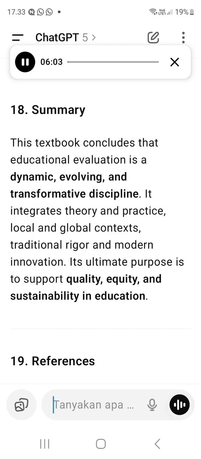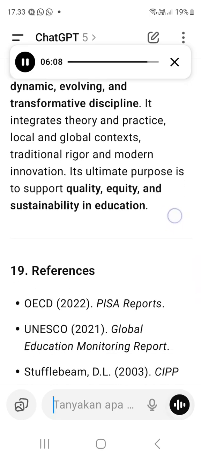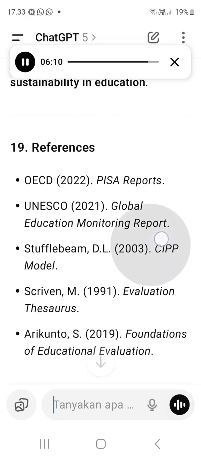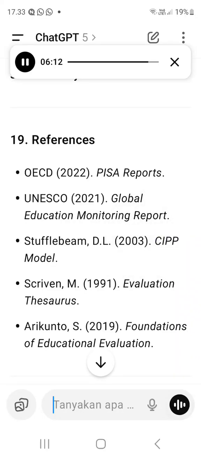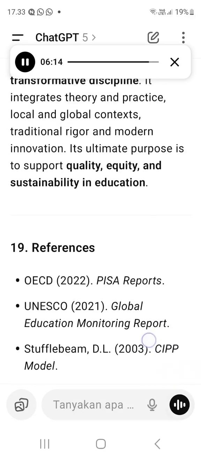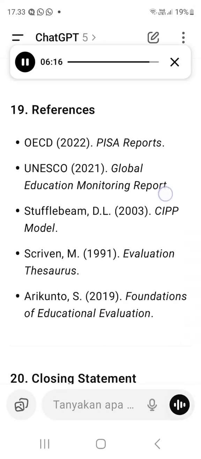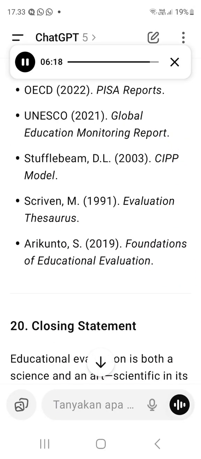References. OECD 2022, PISA reports. UNESCO 2021, Global Education Monitoring Report. Stufflebeam, D. L., CIPP Model. Scriven, M. 1991, Evaluation Thesaurus. Arikunto, S. 2019, Foundations of Educational Evaluation.